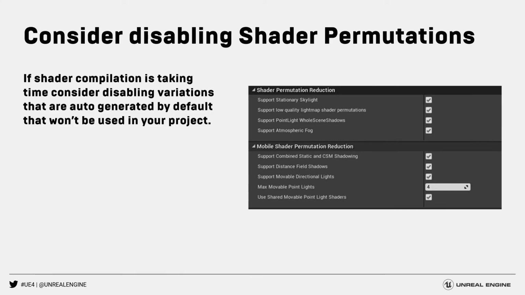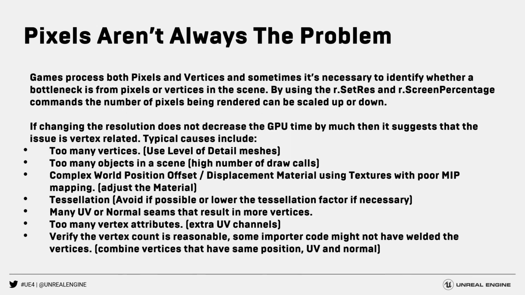So in the project settings, you can basically say, if I'm not going to use atmospheric fog, there's no reason for me to be building every material to use atmospheric fog. And you can just disable it.